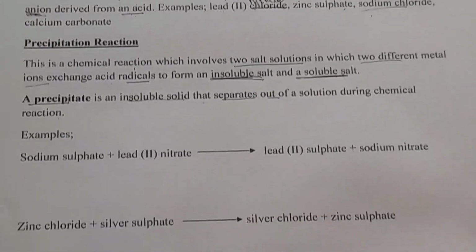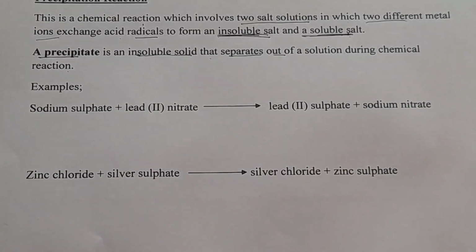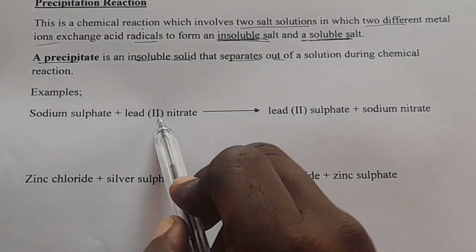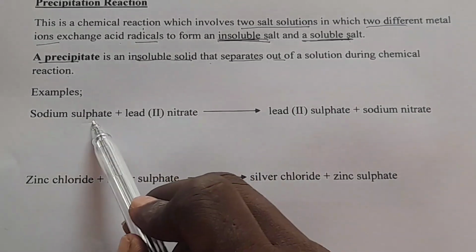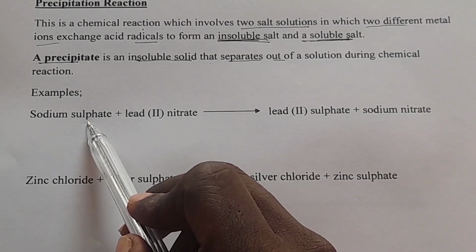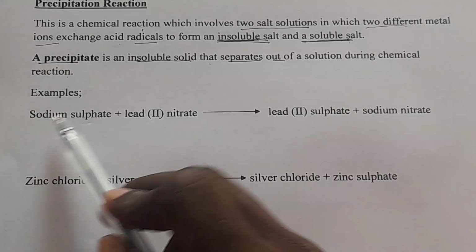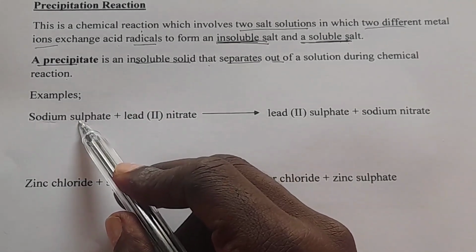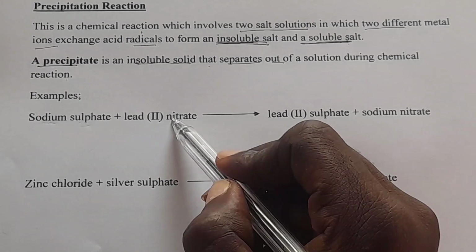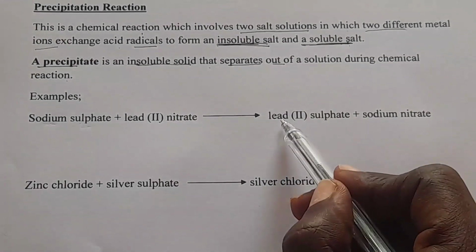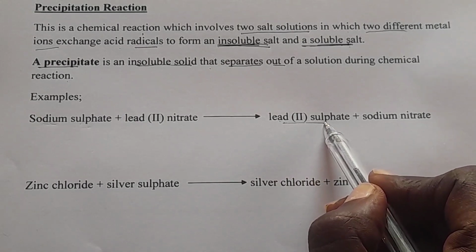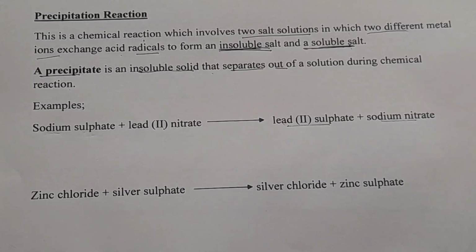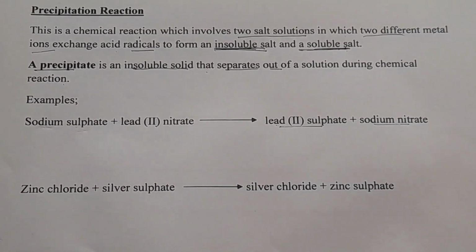Let's get examples. Examples include sodium sulfate reacting with lead 2 nitrate. Check that both these two are soluble salts. Go back to the solubility of salts. All sulfates are soluble except lead, barium, and also calcium. But this is sodium sulfate, or you can say all sodium salts are soluble. That means we have a soluble salt of sodium sulfate and also lead 2 nitrate, because we said all nitrates are soluble. So the product that you're going to get, lead 2 sulfate, is insoluble because all sulfates are soluble except lead. Sodium nitrate is soluble because all nitrates are soluble, or all sodium compounds are soluble.